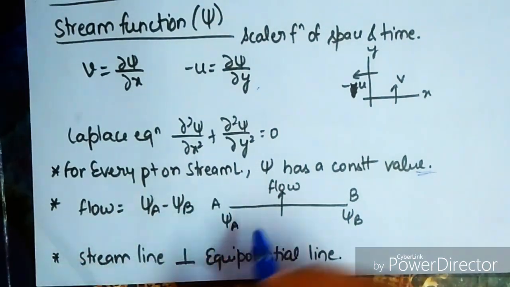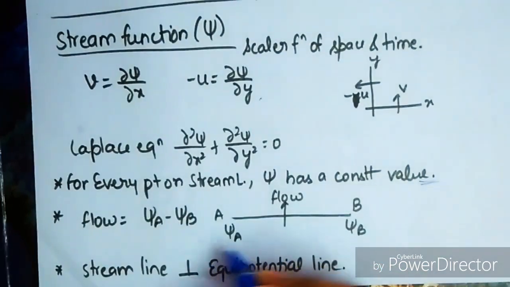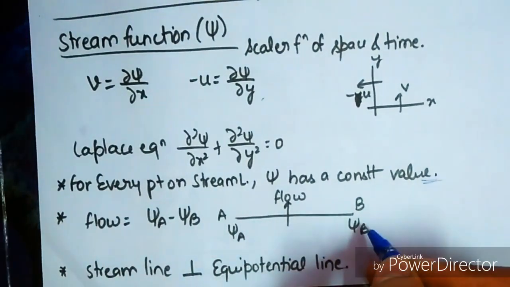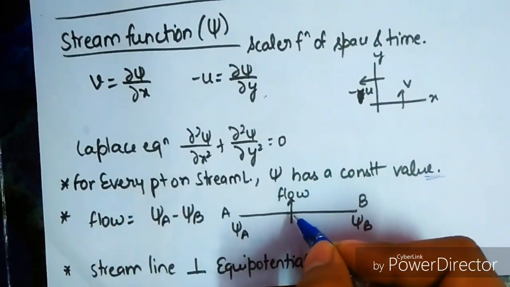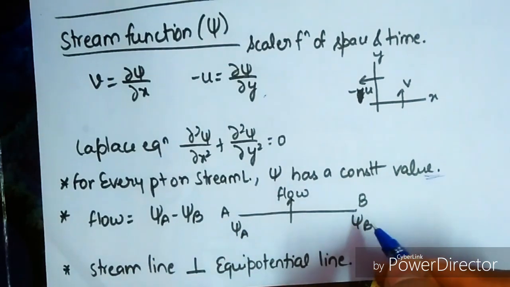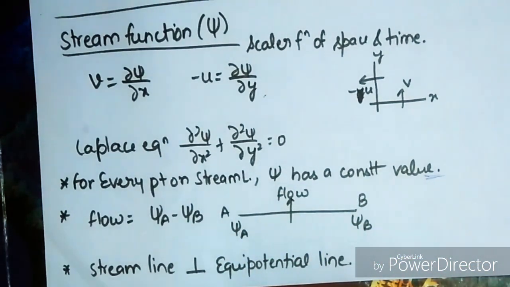Now the flow, here we can write down the flow as phi a minus phi b, and this flow is in the perpendicular direction to this phi. The streamline is always perpendicular to the equipotential line. The equipotential line is the line having equal potential throughout.